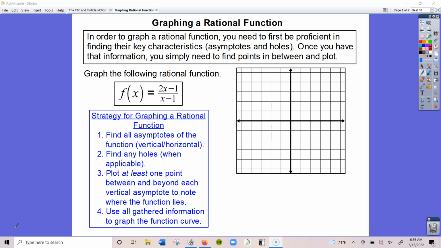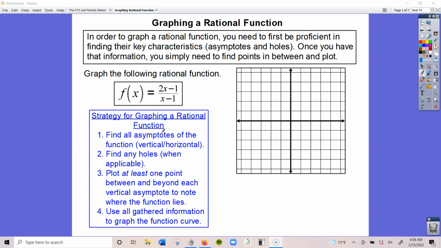Hey guys, today we're going to learn how to graph a rational function. In our previous lesson, we learned how to get all the information that we could from the equation of a rational function. Now we're going to put all of that information on a graph. So here's a general guideline of how to graph a rational function.